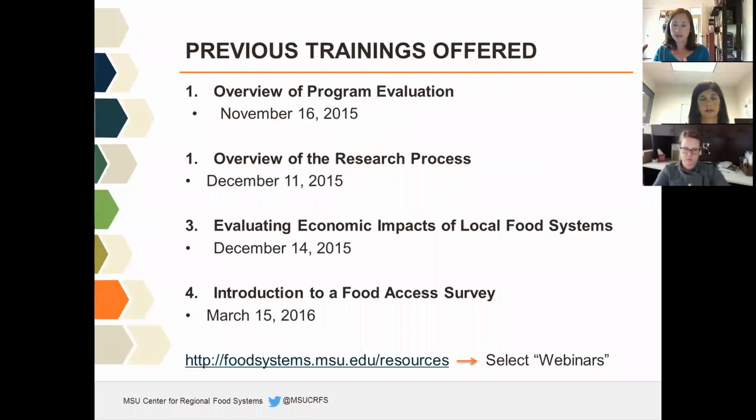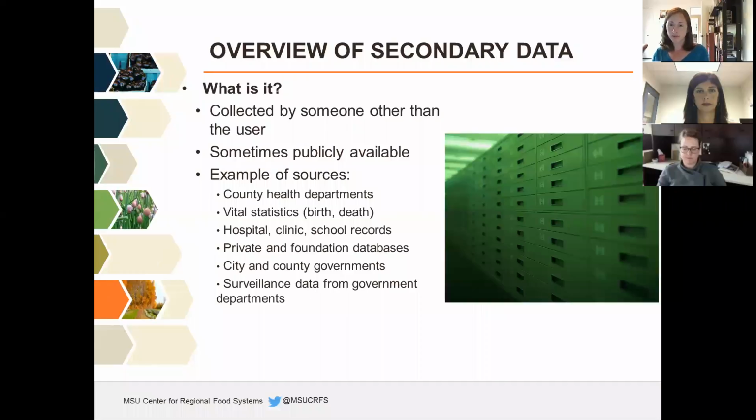Today's webinar is really complemented by earlier trainings that we've offered. If you weren't able to participate in any of those, we encourage you to go back to the Center for Regional Food Systems website. Those recordings and slides are all available. Particularly, I would say the overview of the research process and introduction to a food access survey are complementary to what we're sharing today. So with that, I'll turn it over to Courtney.